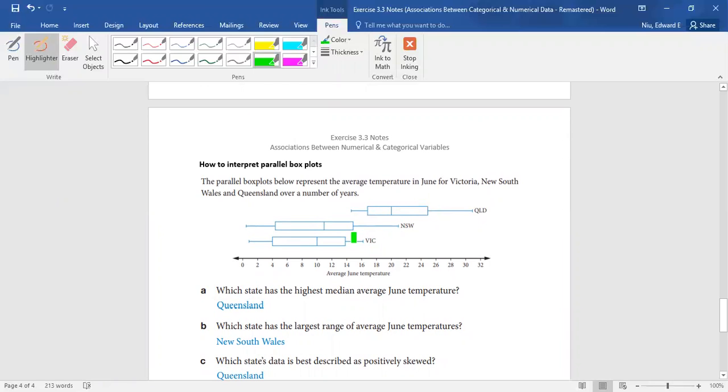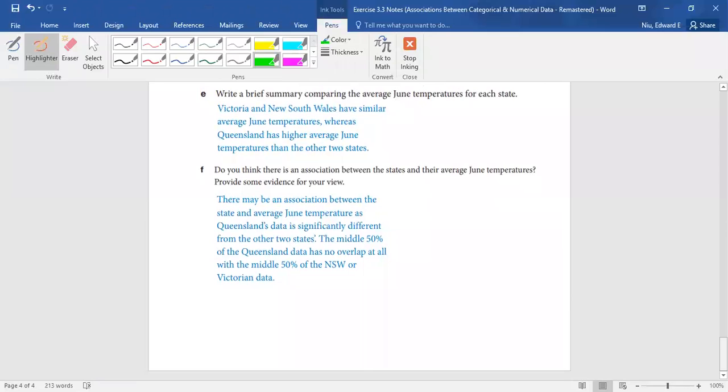But they do all overlap to some degree, so there is that box here around 15 degrees where Queensland is at their minimum, which is close to Victoria's maximum, and New South Wales' maximum of 21 is also in this sphere of association. Okay, so that's all for exercise 3.3. Let me know if you have any questions.